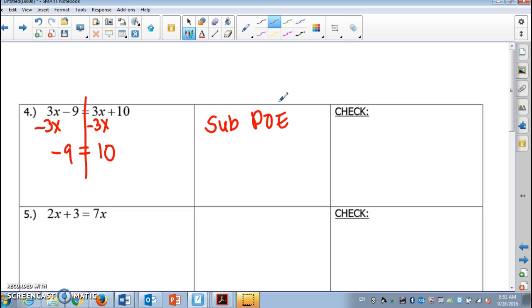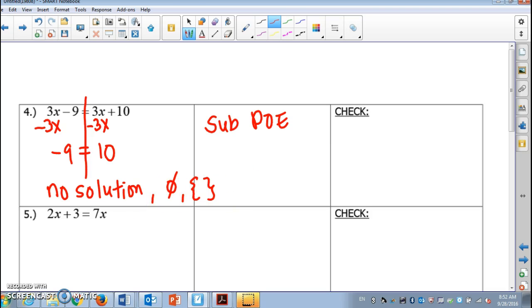Is negative 9 ever going to be equal to 10? Never be equal to 10. So no matter what number we plug it in, they're not going to be equal. So what do we call this type of solution? Yes, it's going to be no solution. And we can just put 0 with a slash through it. There's no solution, or we can use empty set.